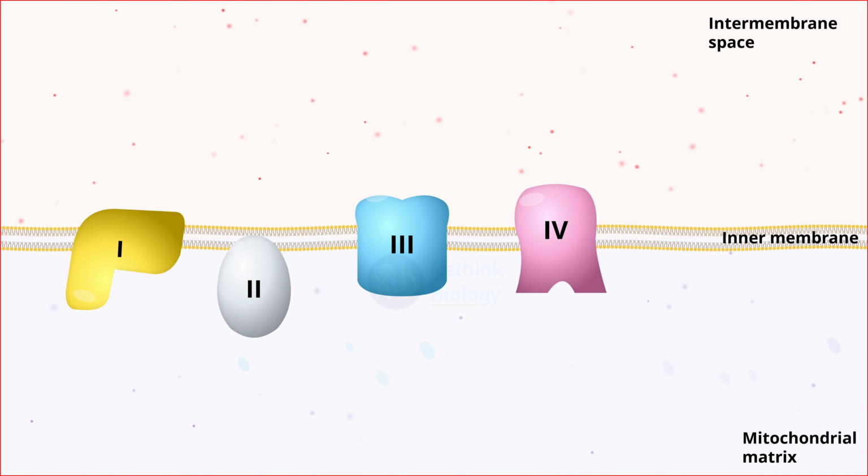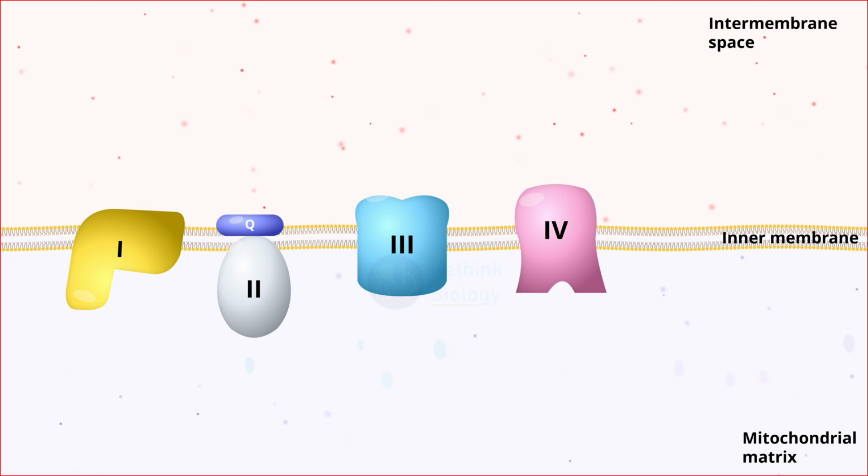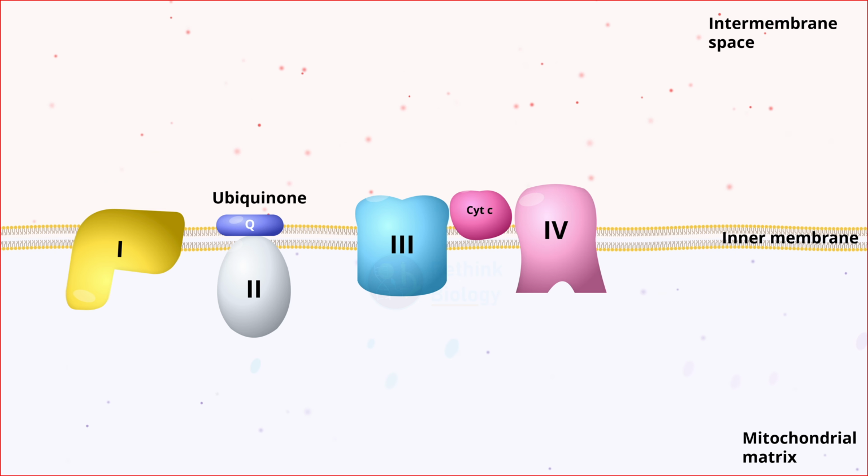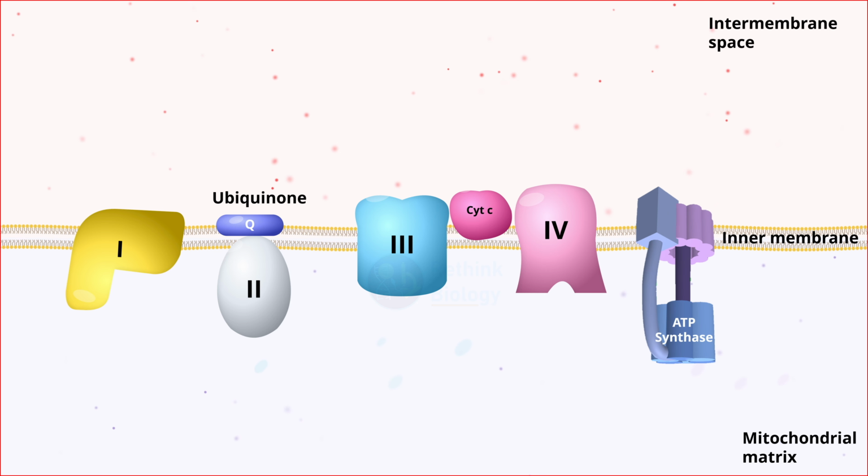There are also 2 mobile shuttles that carry things between these giant complexes. The first shuttle is the coenzyme Q, also known as ubiquinone. The second shuttle is cytochrome C. And finally, sitting at the end of the line is the massive enzyme ATP synthase.